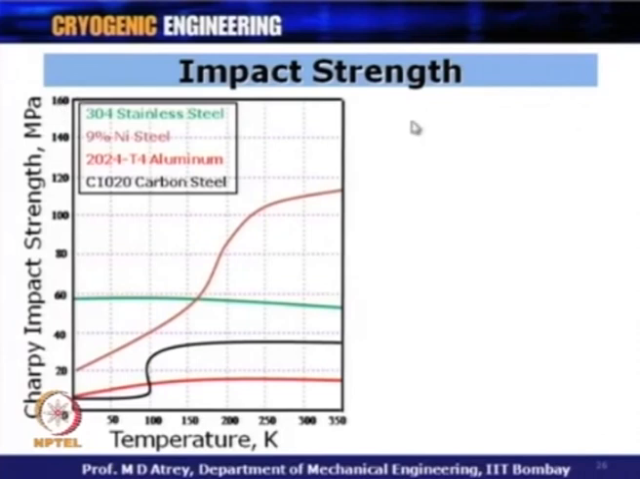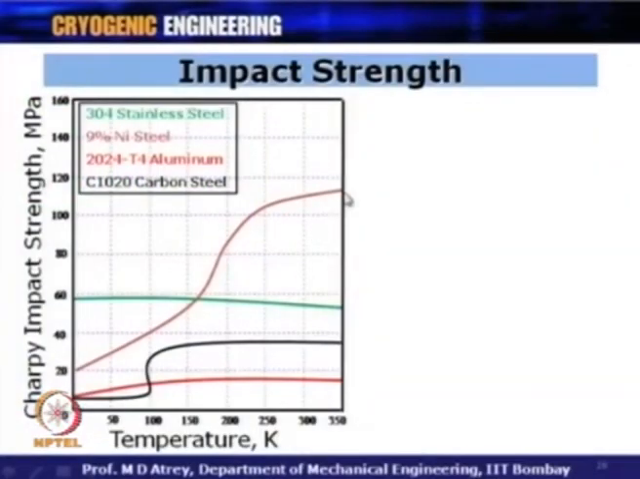Now, this is a very different curve as compared to what you saw earlier. Here we have the Charpy impact strength on the y axis, and on the x axis we have the temperature again. So, again we go from room temperature down to cryogenic temperature. When we know that a particular material is going to be subjected to impact load, we have to check that the impact strength of that material is high enough.